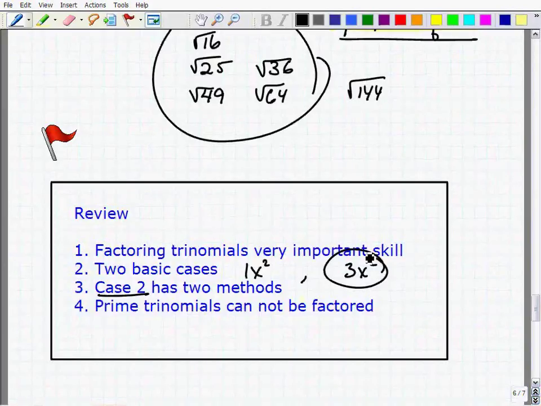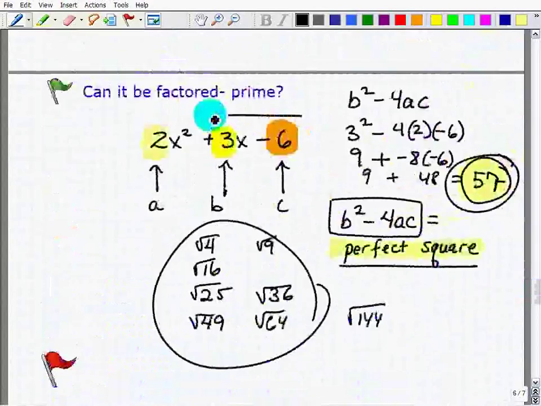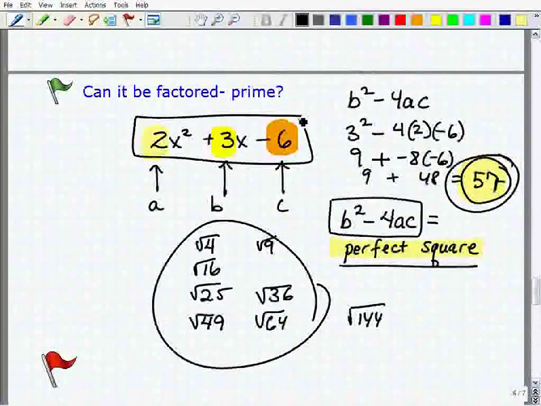And then we talked about prime trinomials, and we discussed how you can determine that with b squared minus 4ac. We talked about how prime trinomials cannot be factored, so you'll never be able to break up, for example, this particular trinomial. You just won't find two binomials that you can multiply together and get back to that original quadratic trinomial.